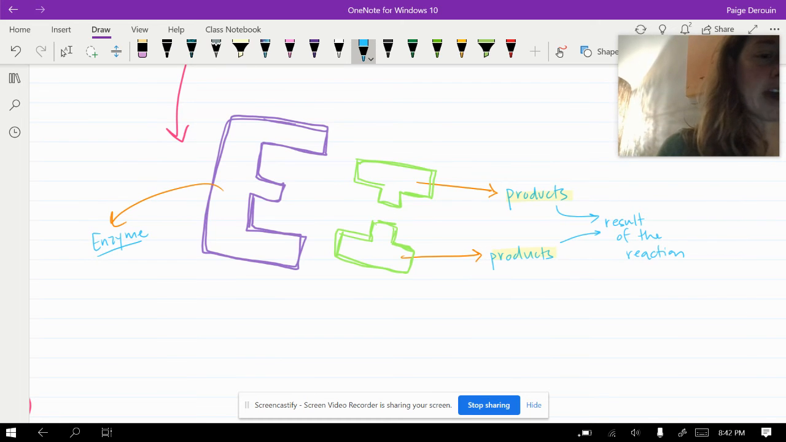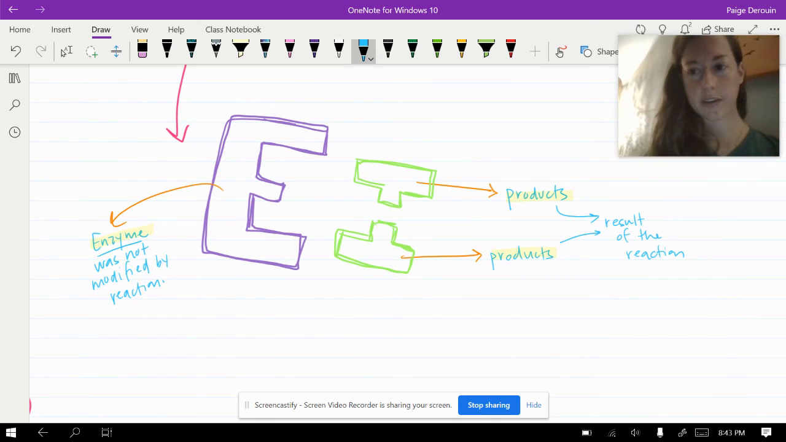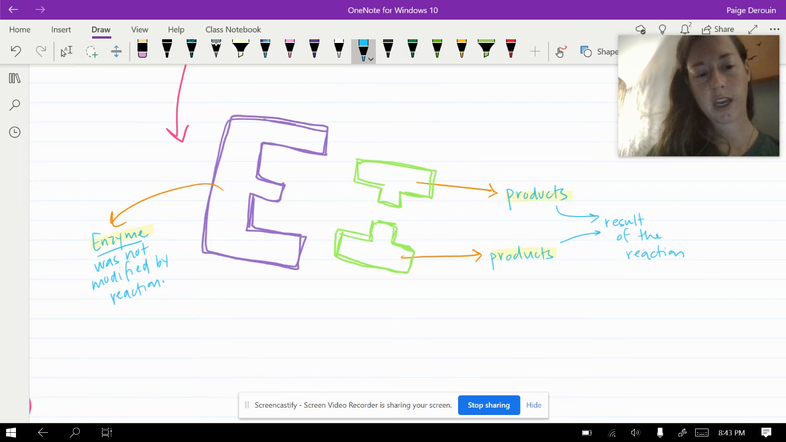which, this is an important fact, was not changed by the reaction. It was not modified by the reaction. So when you look at different enzymes, they're not always going to be E-shaped. The way you can tell that it is definitely the enzyme is by looking at whether it is the same as it was at the beginning. If it's the same as it was at the beginning, it's the enzyme. And if it's different, it was the substrate and it's now the product.